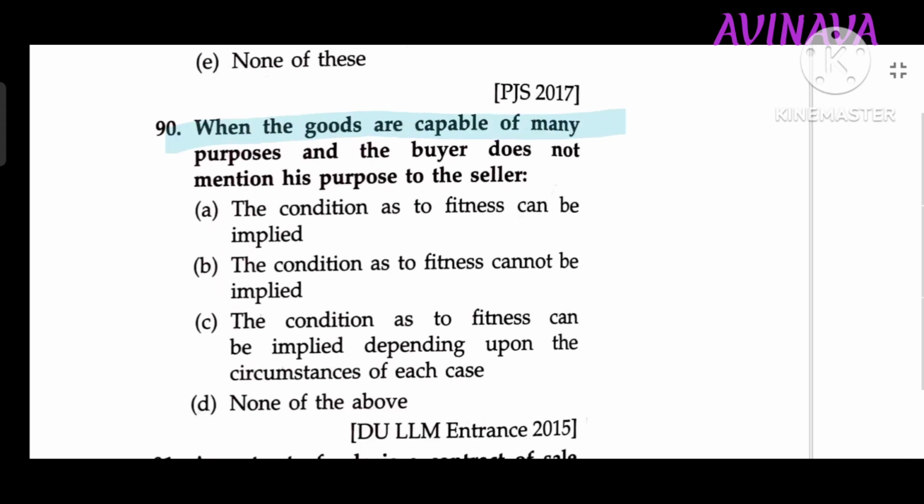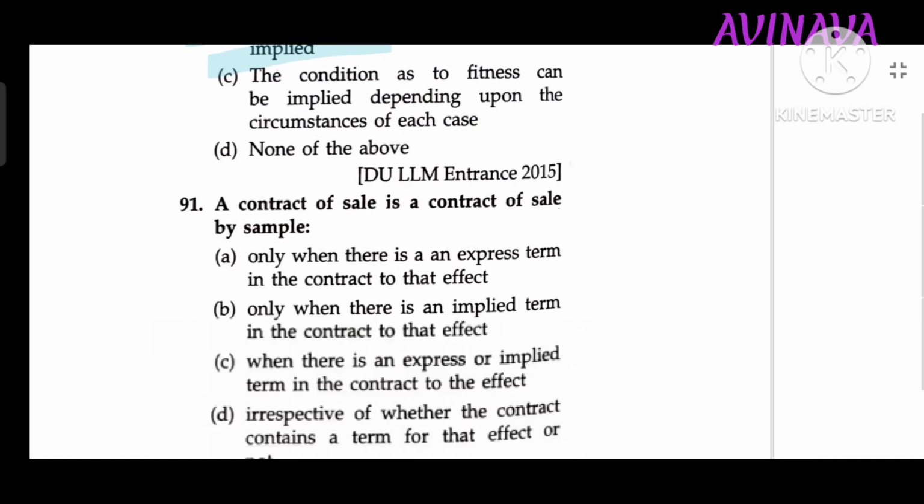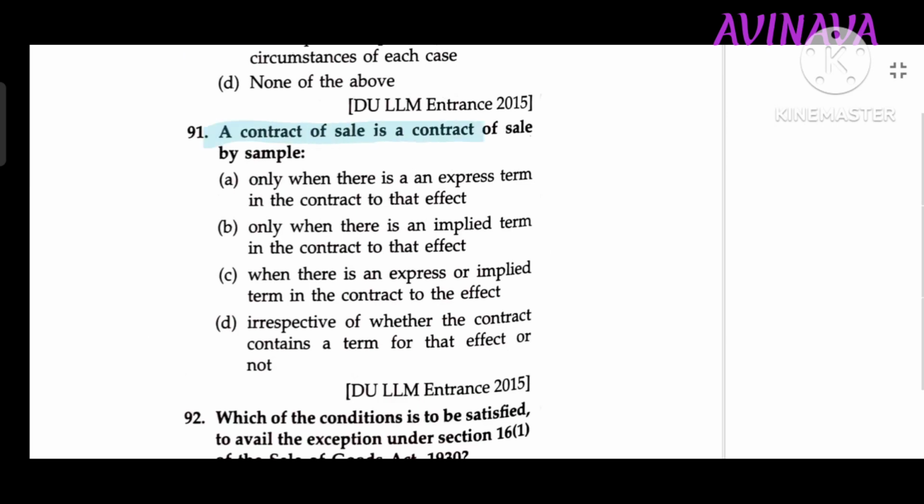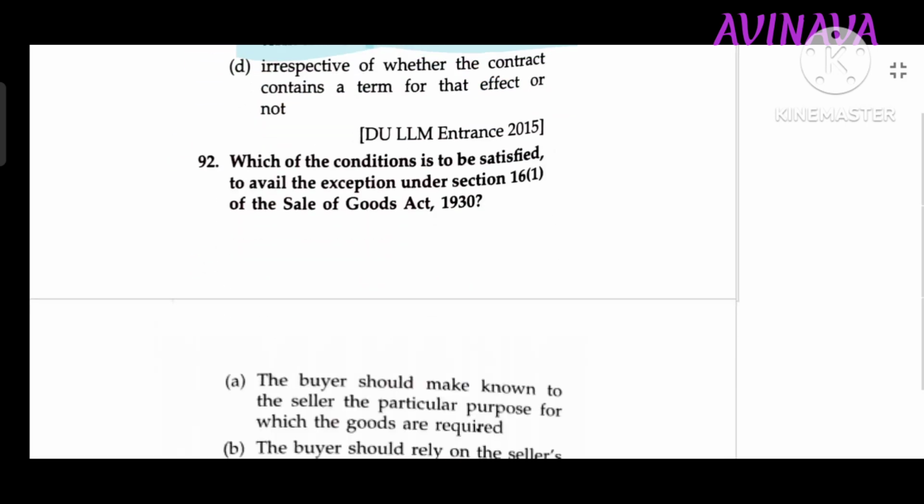When the goods are capable of many purposes and the buyer does not mention his purpose to the seller, the condition as to fitness cannot be implied. A contract of sale is a contract of sale by sample when there is an express or implied term in the contract to that effect.